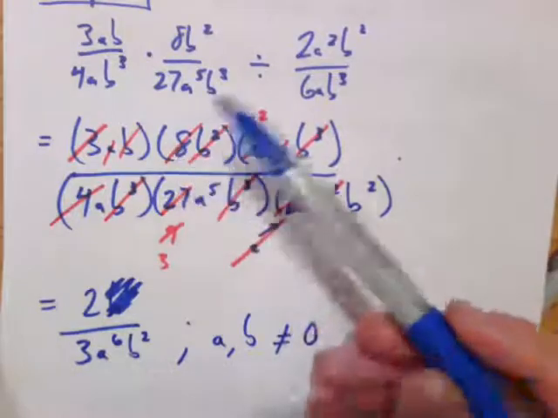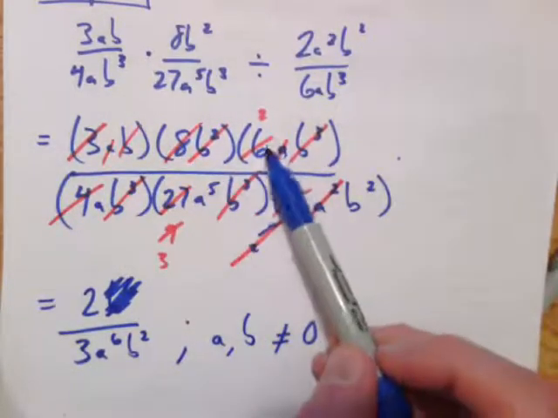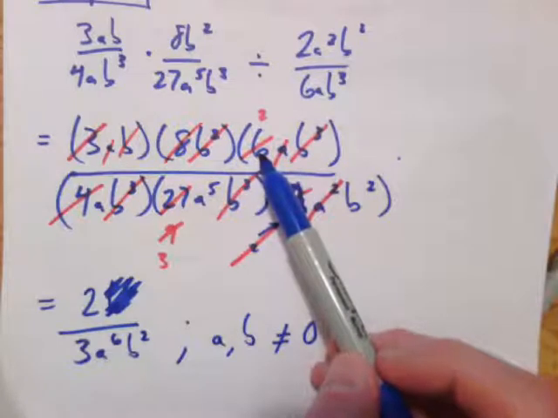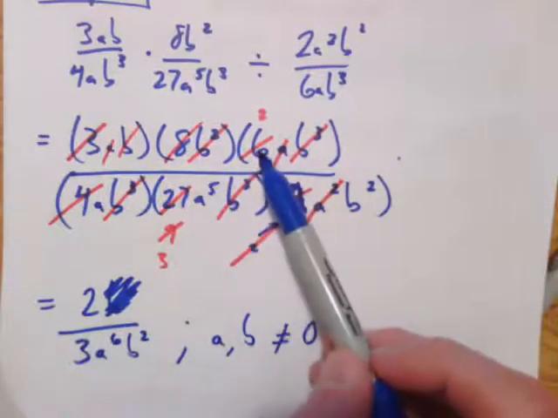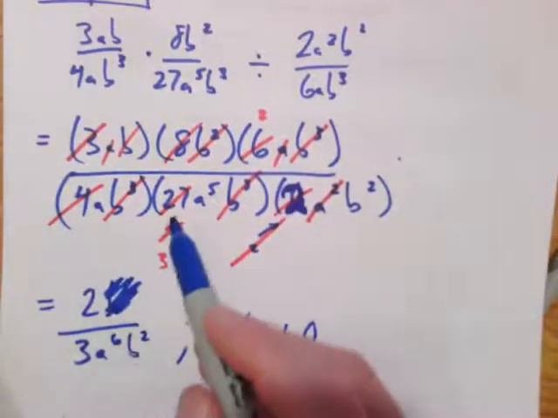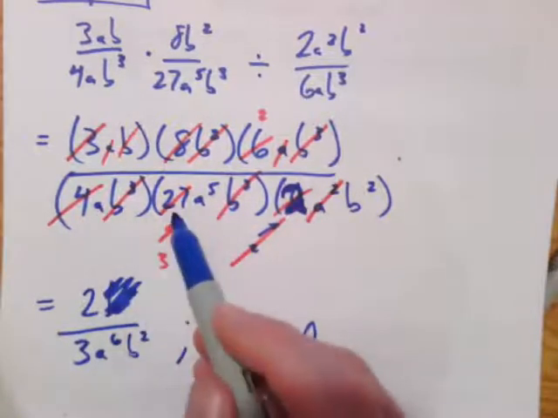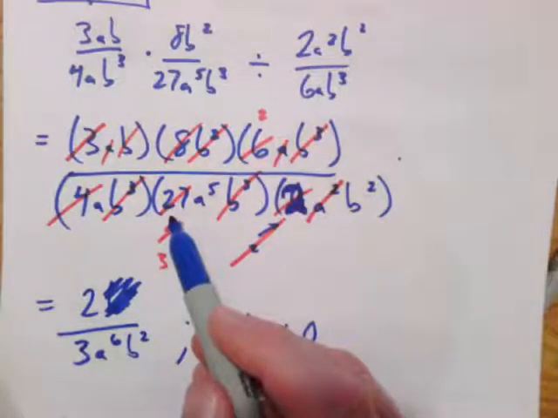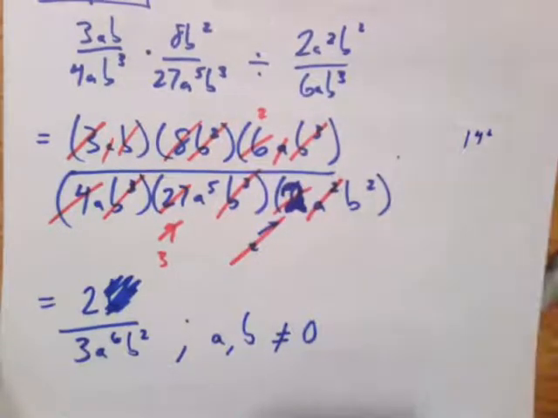Let me just have a quick look at this. 3 times 8 is 24. 24 times 6 is 144. 27 times 2 is 54. 4 times 54 is 216. So 144 over 216. So 2/3.